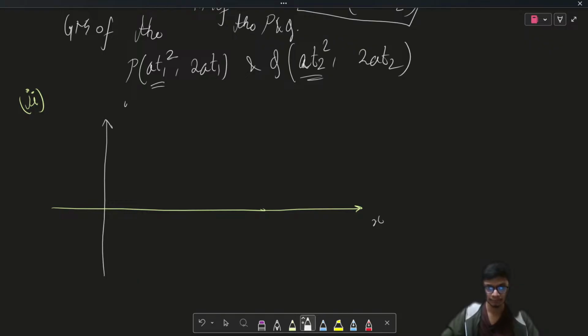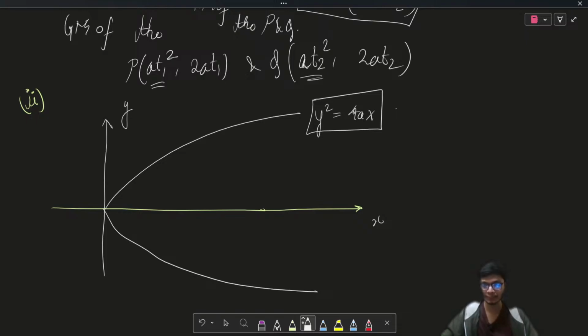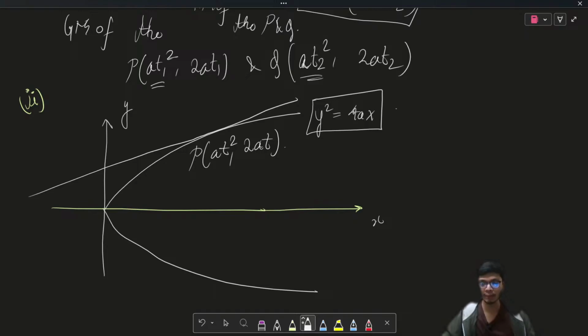If I draw a parabola like this, which is y squared = 4ax, and if I draw any tangent to this particular parabola, let us say this tangent is drawn at point P, which is given as (at square, 2at). What I'm trying to find out is that the locus of the foot of perpendicular from the focus upon any tangent is the tangent at the vertex.